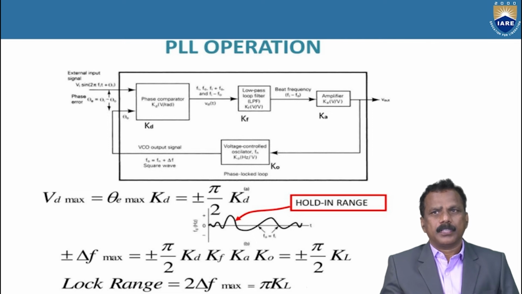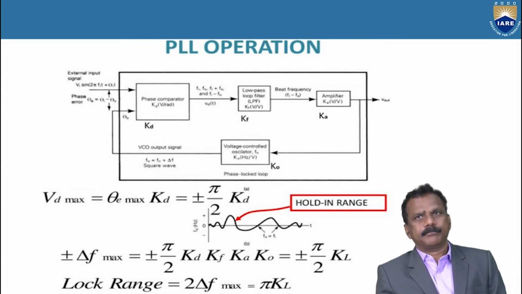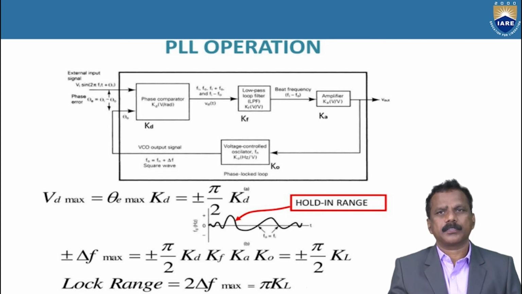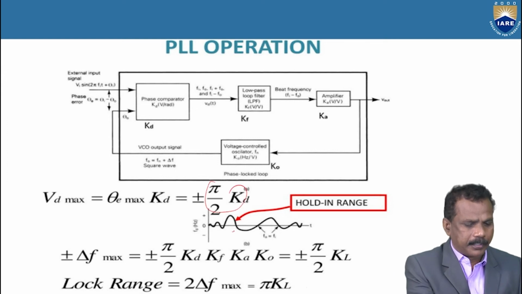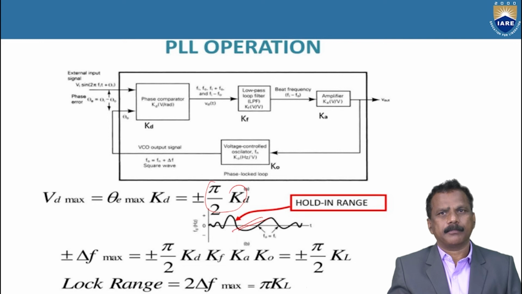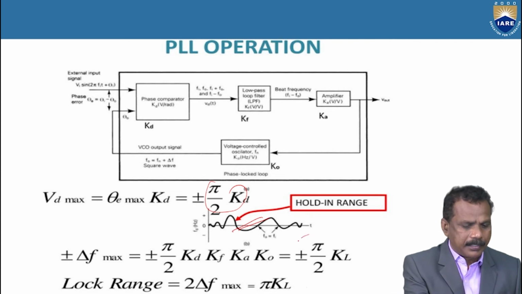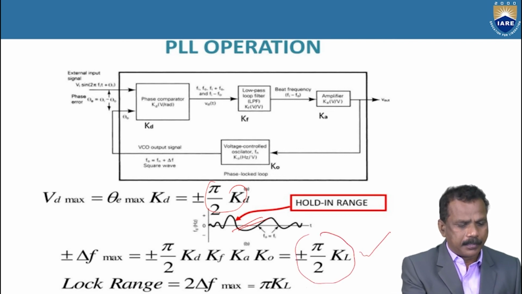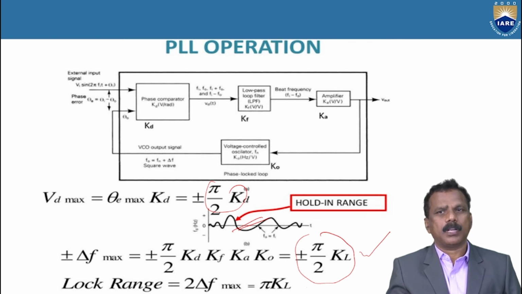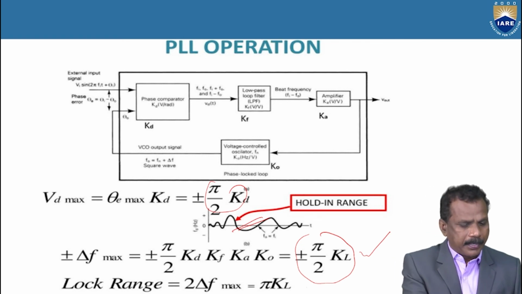The PLL operation hold-in range here: VD is maximum, theta E maximum KD is equal to plus or minus pi by 2 into KD. Here it is observed: plus or minus del F maximum is plus or minus pi by 2 KD into KF, KA, K0. So finally it is plus or minus pi by 2 into KV. The lock range is equal to 2 del F maximum, that is pi into KL.